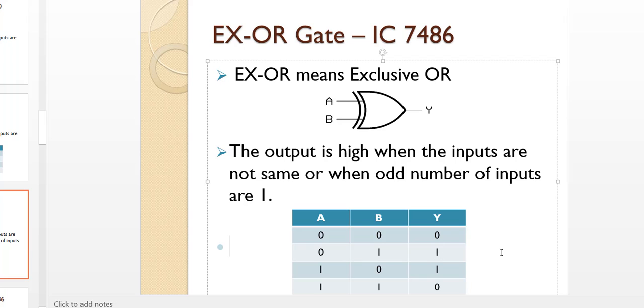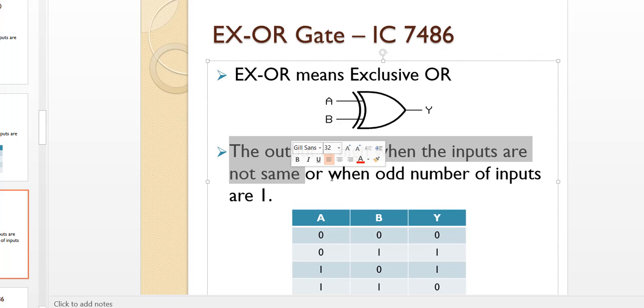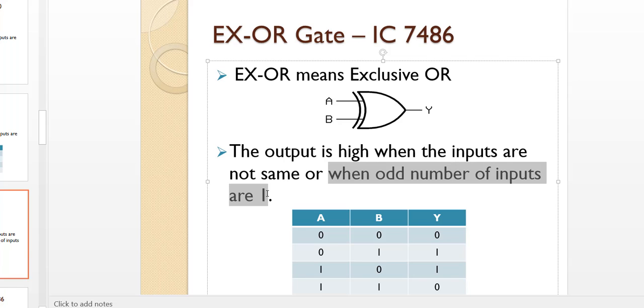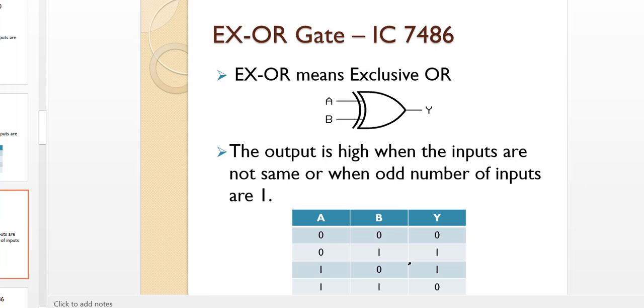So this first statement can be used for two inputs, whereas this further statement can be used for multiple inputs. That is, when an odd number of inputs are 1, then the output is high. You can see here 1 1 is an even number of ones, so the output is low. Here 1 is odd, out of 2 inputs, so the output is high.